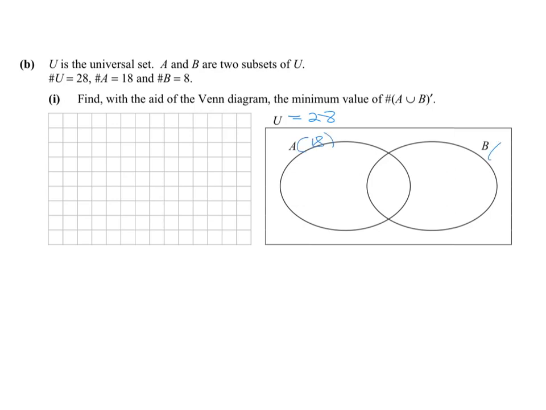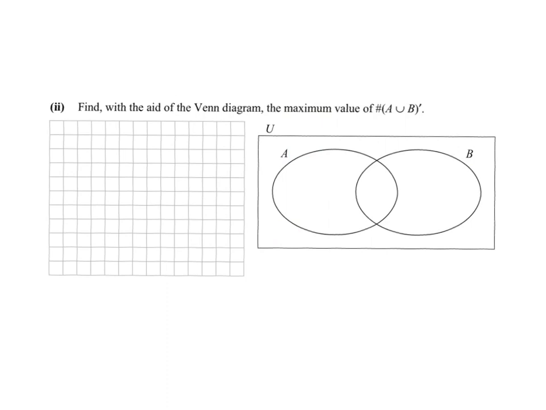And it says I have to have 8 in here. So the minimum number I could have outside, well, if I had the 18 in the A bracket, and if I had the 8 in here, that both satisfies that, and 18 and 8 is going to give me 26, which means I could have a 2 outside it. So that would be the least amount I could have outside if I meant to have 28 in the whole box, and this circle has to have 18, and this circle has to have 8.